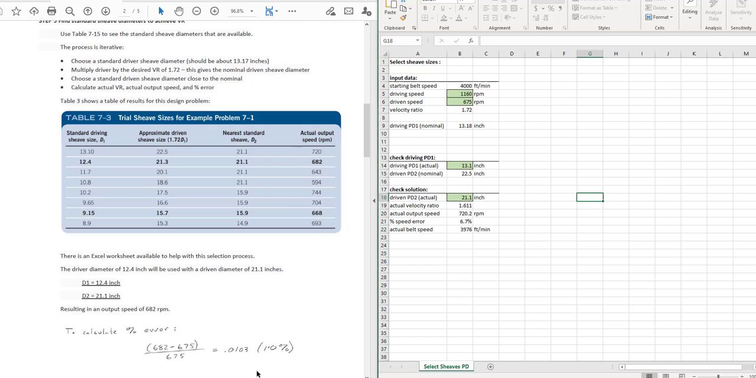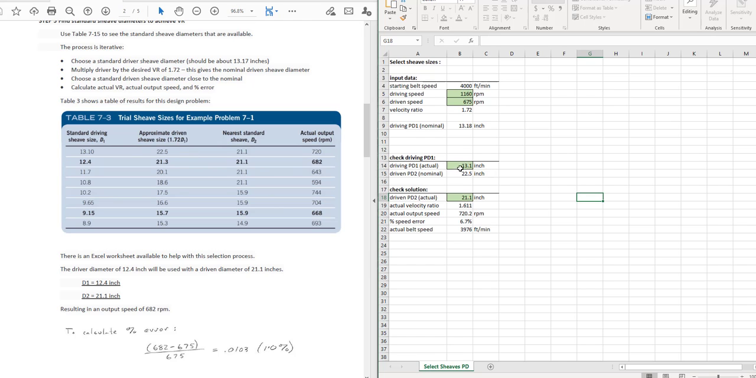Then how you calculate percent error: you take the speed that was calculated with your pair, subtract from that the speed that you want, 675 RPMs, and divide that quantity by 675. In this case, I'm only 1% off. So in some of these cases, I can generate whatever's in this table.